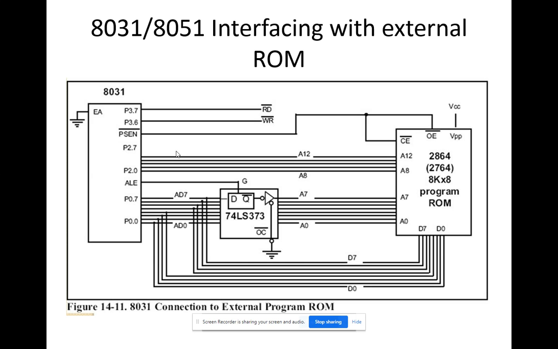This is the 8051 or 8031 microcontroller interfacing with your external memory ROM. Okay, so ROM will act as the program memory, which is used for storing the program. This is interfaced through the IC. This IC is nothing but the 74LS373 decoder IC, decoder and latch.